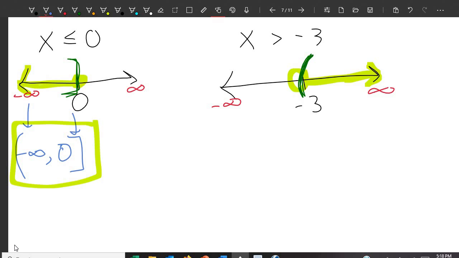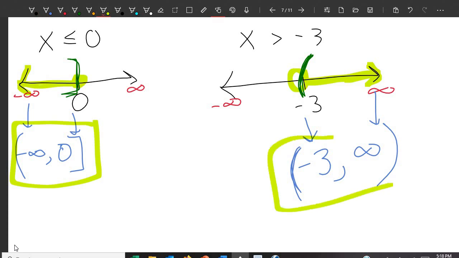So putting it in interval notation, the shading starts here, so bring down the negative 3, bring down the infinity symbol. Now infinity's got the parentheses. This time the negative 3 has the parentheses because it doesn't have the equal to part. So this is the answer for this one.